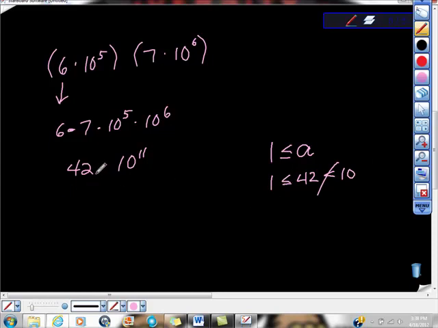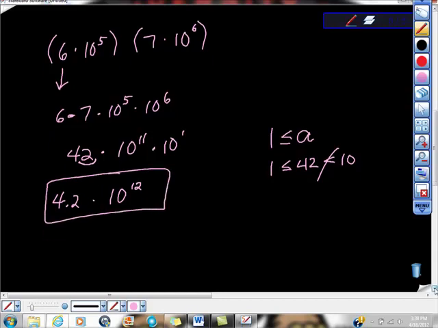So we have a decimal point right here. We're going to move the decimal point over to 1, and we have 4.2. So 4.2, just so you know, is 10 times smaller than 42. So what we have to do is put not 10 to the 11th, but we have to put times 10, and 10 to the 11th times 10 to the first is 10 to the 12th. All right? So scientific notation.